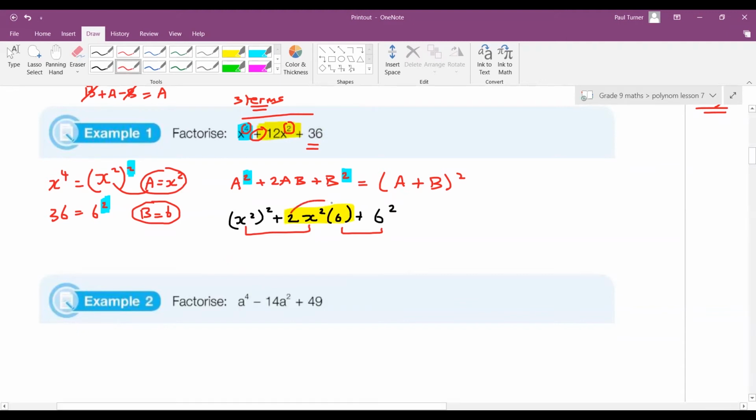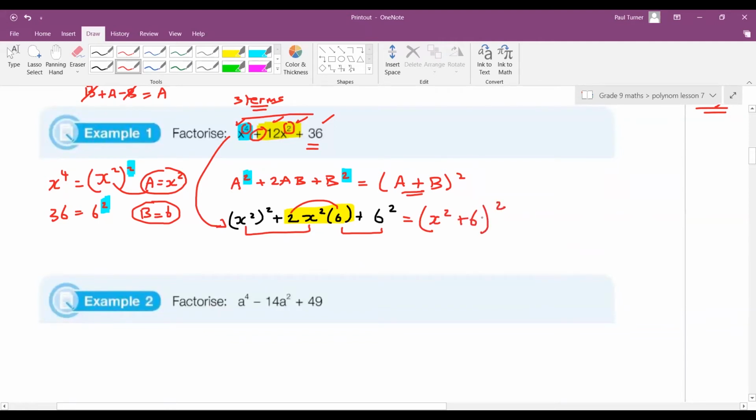Because 2 times 6 is 12. And this is x squared. 6 squared is 36. x squared squared is x^4. So this is all the same. So it's exactly the same. I've just made it look different. So if it's in this form, then we can write it in the perfect square form. So that would be x squared plus 6 all squared.